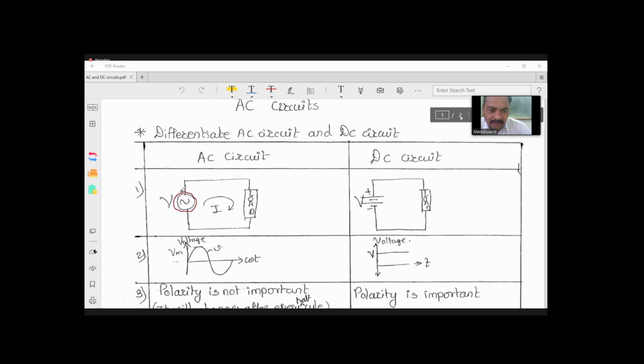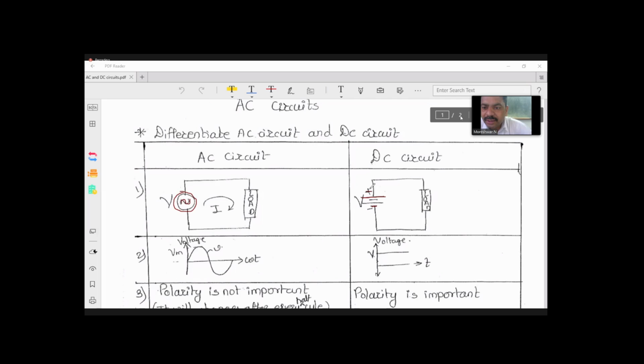For an AC source, we show one circle, and inside that circle we show one sinusoidal waveform. That means that is the AC source. And if you take a DC circuit, definitely there is a DC source. The difference between AC and DC source is that here we show one longer line and one shorter line for showing the positive and negative of the supply. The longer line is normally the positive terminal of the voltage source, and the shorter line is the negative terminal of the voltage source. So this is the main difference you can show.